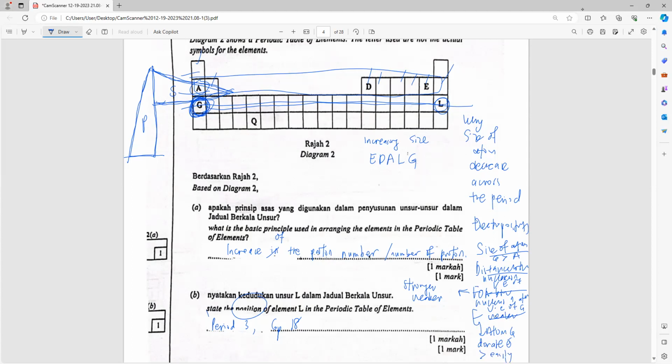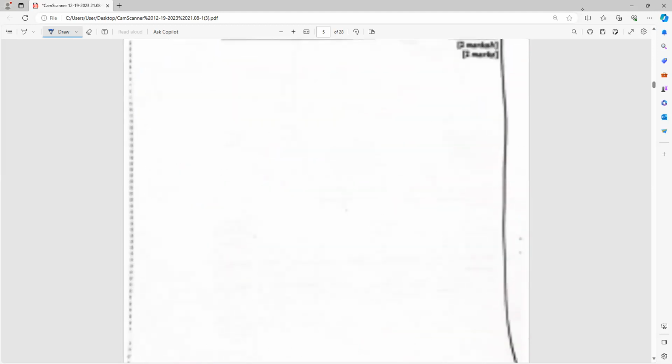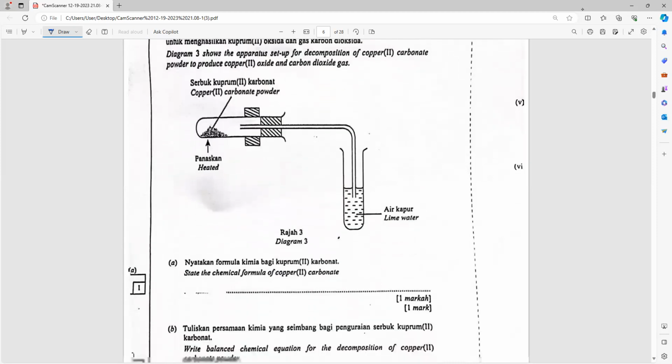I'm a very strict marker. If the question says compare atom G and atom A, and you don't compare for me, I give you 0 marks. That means if you say the size of atom G increases, the distance between nucleus and valence electron of atom G increases, but you never compare G and A, G and A, G and A, you get 0 marks. So please take note of the marking scheme, how to answer. We're only at question number 2. We quickly go to question number 3.